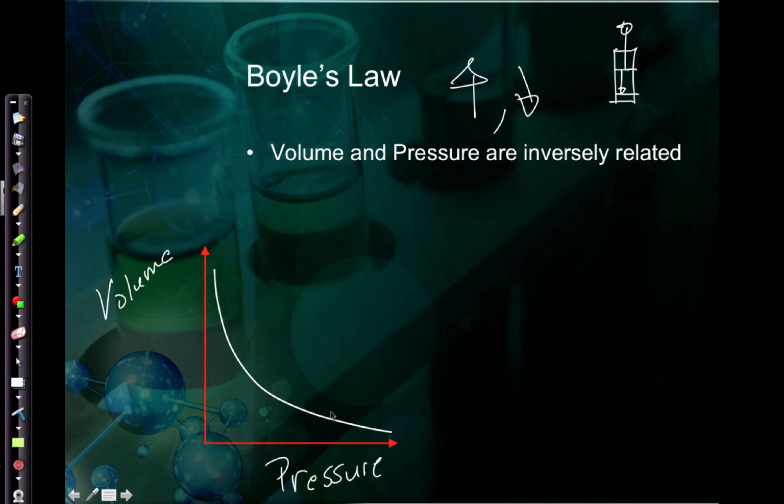So as you increase your pressure here, you're going to see that your volume is getting smaller and smaller. But it's never going to actually hit zero. It's going to always be approaching zero, but it's never going to hit zero because all matter takes up some space.